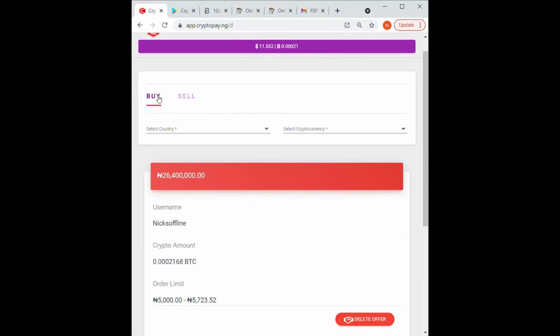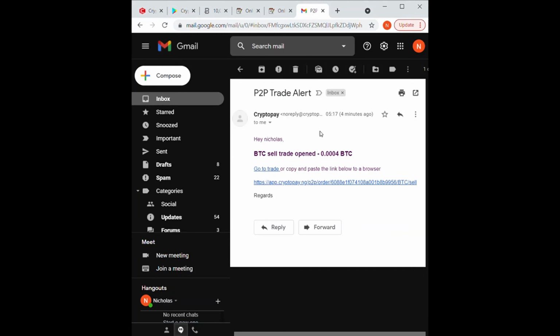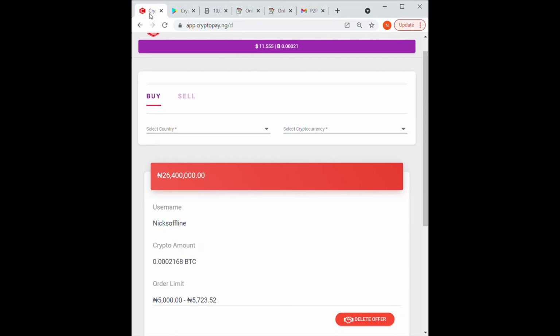As soon as the user opens an order for your advert, an email is sent to you stating that someone wants to buy Bitcoin from you or someone wants to sell Bitcoin to you. So you can either go through the email. For instance, this is my email, and this is what I got, stating that BTC sell trade opened for this amount. So this is simply saying the user wants to buy this amount from the adverts that we just placed.